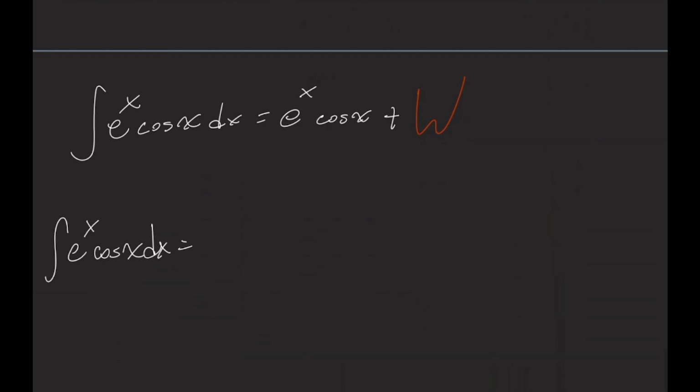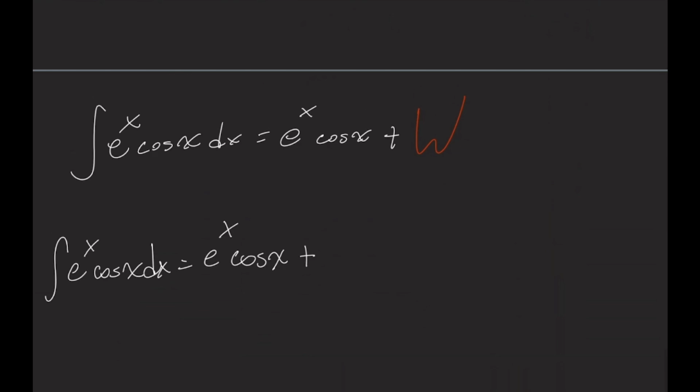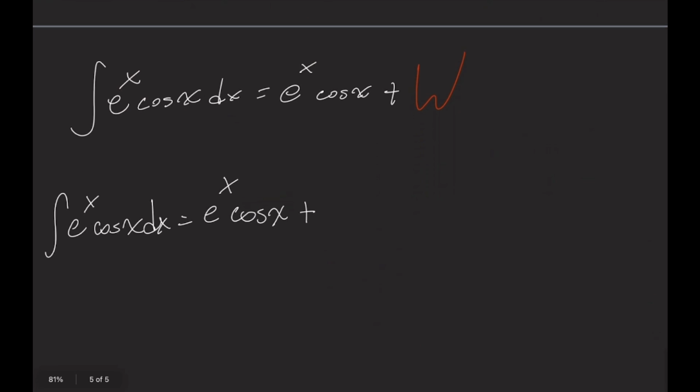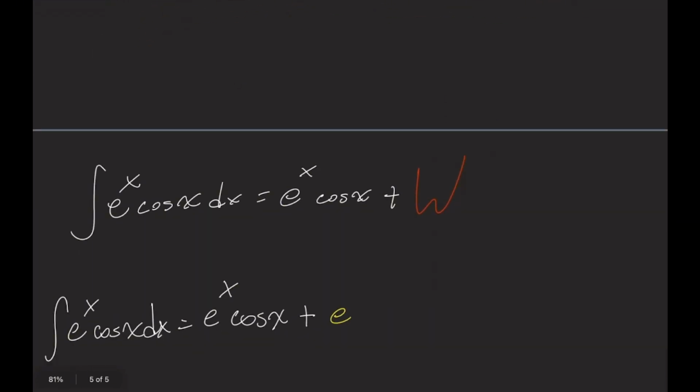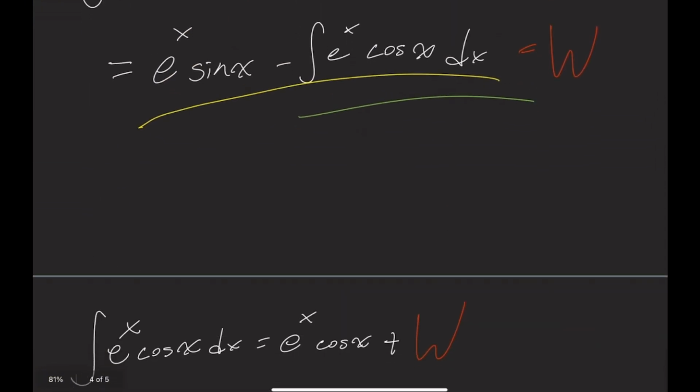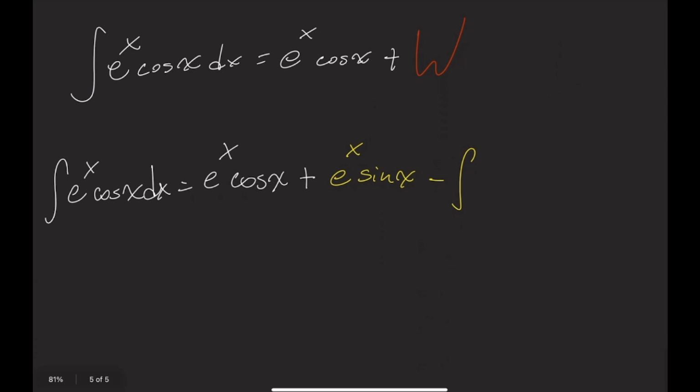I'm just rewriting it again: e^x cos x plus, and what is W? Well, W is equal to this whole thing. So we're going to rewrite it. We're going to write e^x sin x minus the integral of e^x cos x dx.